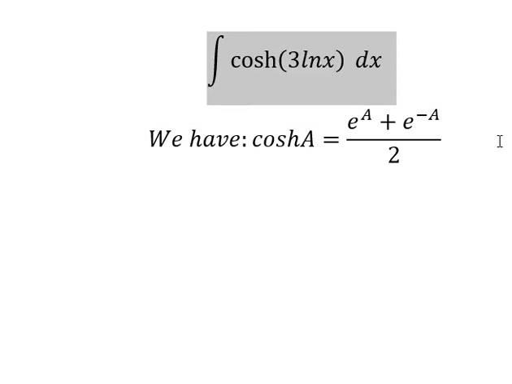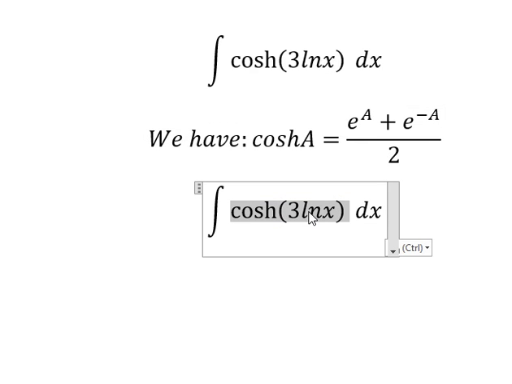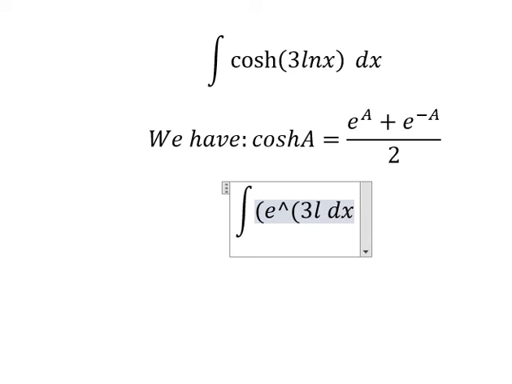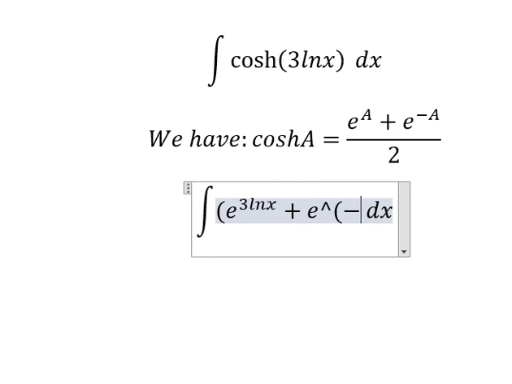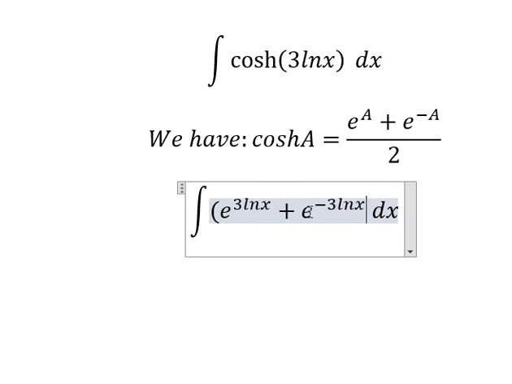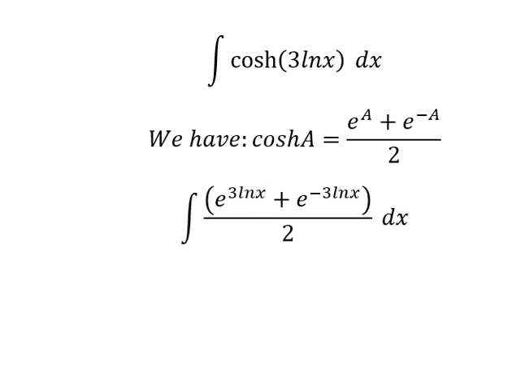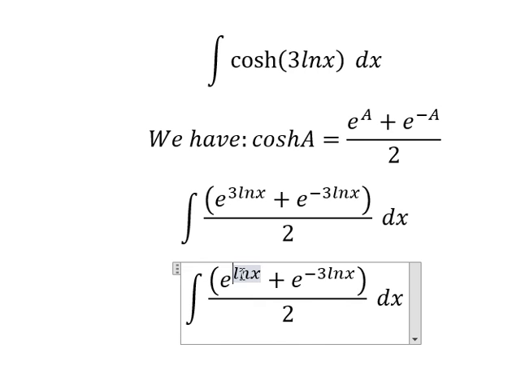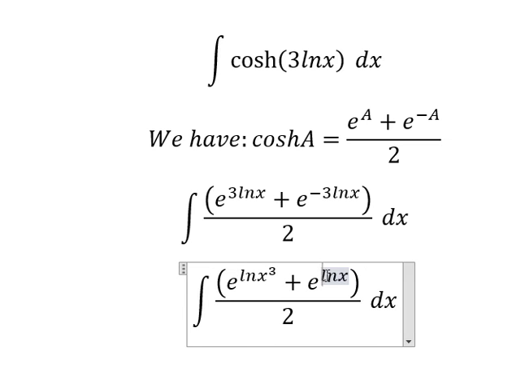Now we can apply this formula for this one. So we have e to the power of 3 ln(s) plus e to the power of negative 3 ln(s), over number 2. Next, I will put number 3 go inside the natural log in here. Similar for negative number 3.